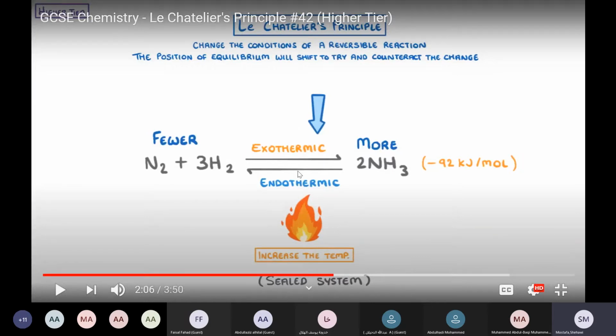What would happen? The reaction will feel the change that I have made, and it will move in the direction that counteracts or tries to oppose my change. Which one will oppose my change? My change is adding heat energy. So which one will contradict or counteract my change? Endothermic or exothermic? Can anybody answer?